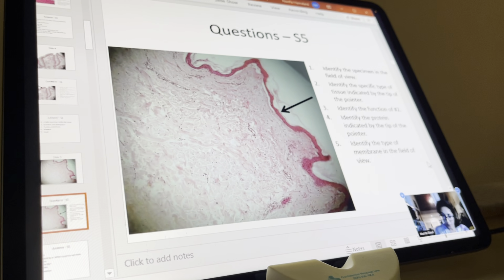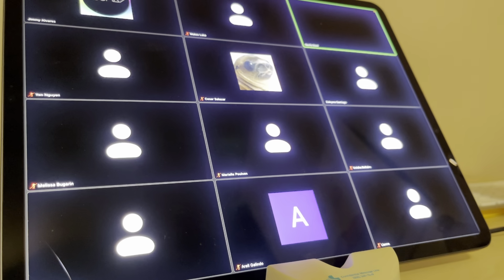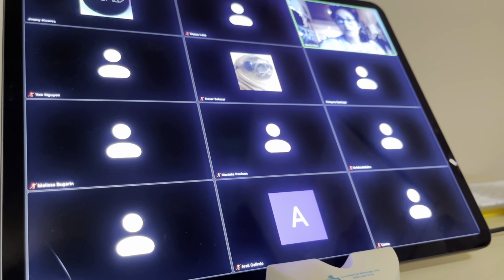Okay, so then last question, Zulema. Identify the type of membrane in the field of view. Cutaneous. Cutaneous, exactly. That's the only type that's going to be like that. Awesome. So this is available online on the modules. It's called something like tissues, histo, review. So you guys are free to take a look at that.